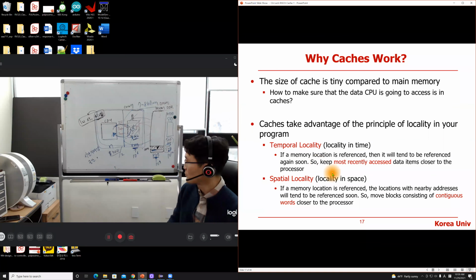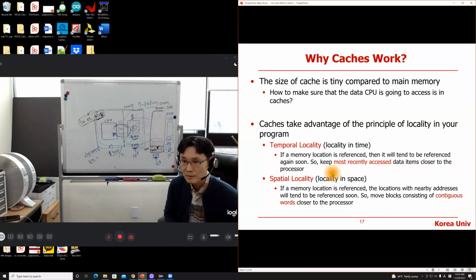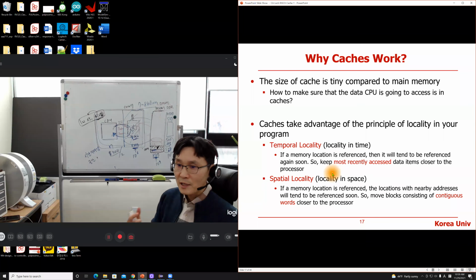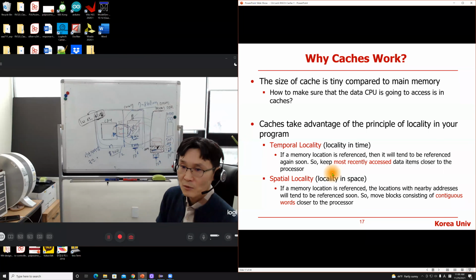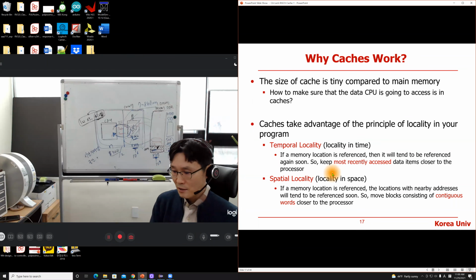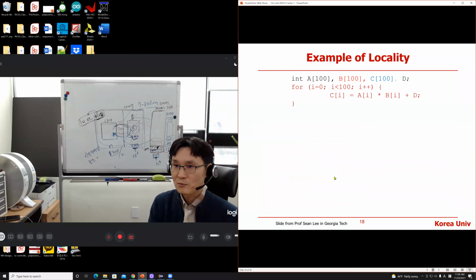Spatial locality means if you access this data, it is very likely to access each neighbor in the near future. There are very high chances of accessing the same information and each neighbor information. That is called locality. Probably you cannot believe it, right? So look at this very simple program.